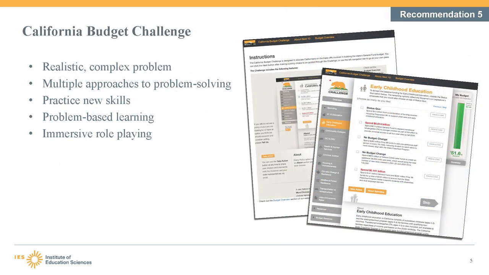We'll start with the California Budget Challenge. In this simulation, users experiment with different ways to divide an actual government's budget, engaging in realistic and complex problem solving. As they grapple with the problem of balancing competing budgets, they are able to try out multiple approaches to balancing the state budget. In each case, they are able to see the outcomes of their decisions immediately and grapple with the consequences of their decisions in a way that immerses them in real-life roles.